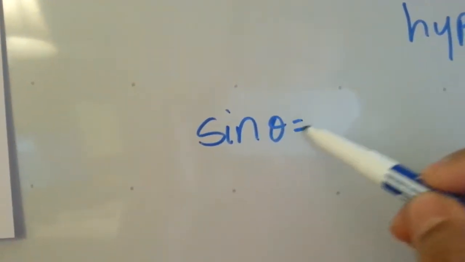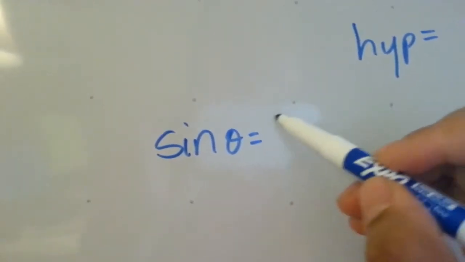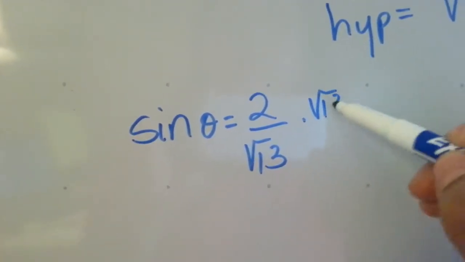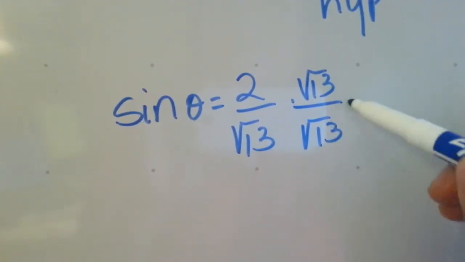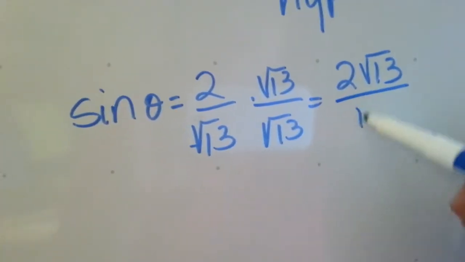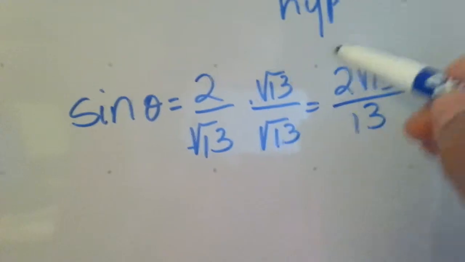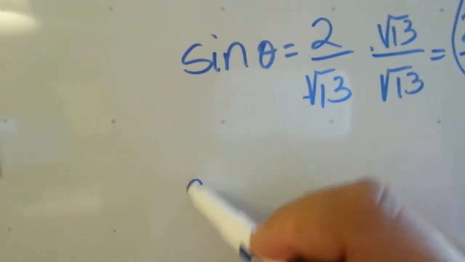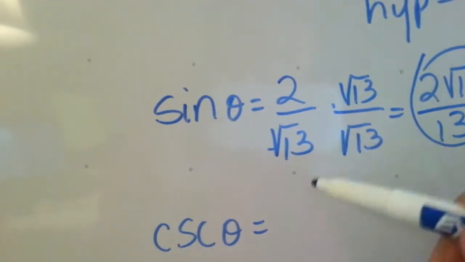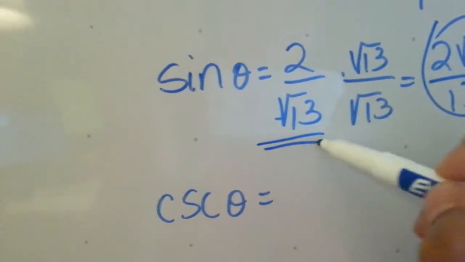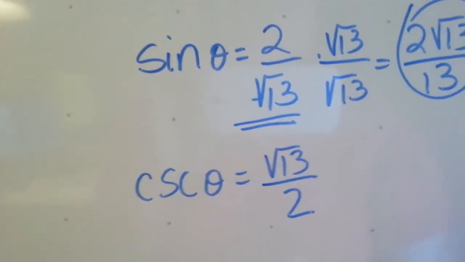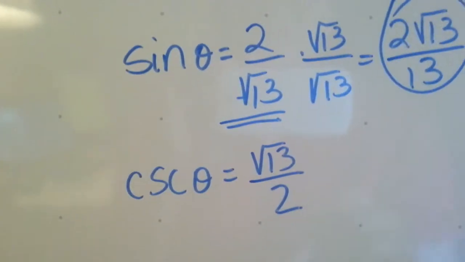Sine theta, opposite over hypotenuse, is 2 over the square root of 13. Can't have the square root of 13 in the denominator, so you get 2 square root of 13 over 13. Okay, so that's sine theta. Cosecant theta is going to be the flip of this. So you can flip that one, or we can flip this one. Let's go ahead and flip this one. Cosecant is going to be the square root of 13 over 2.